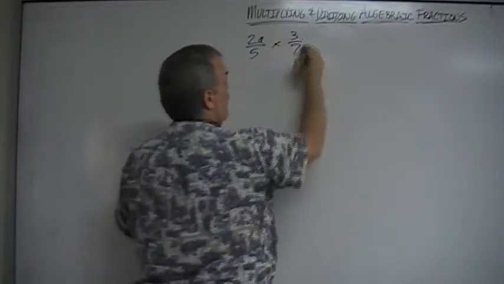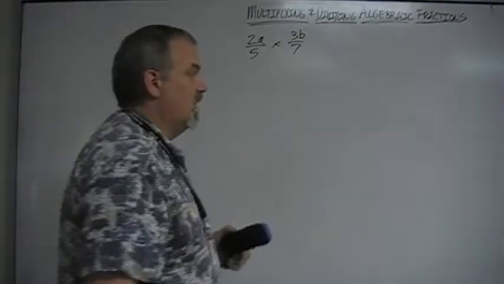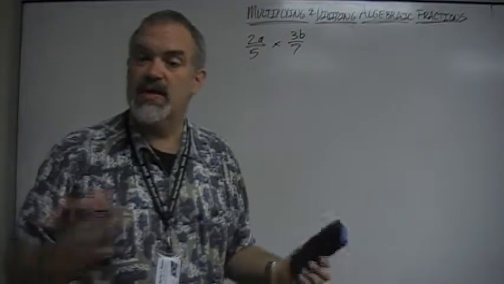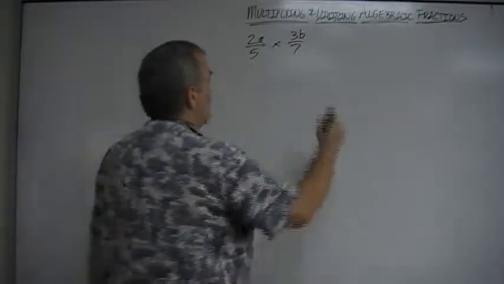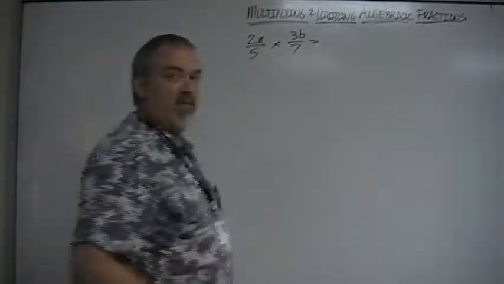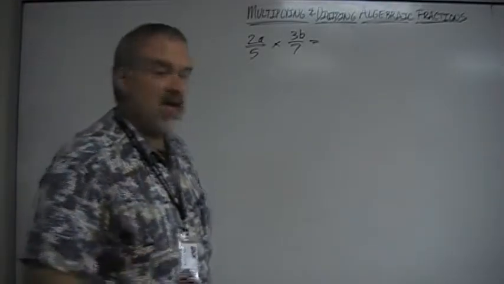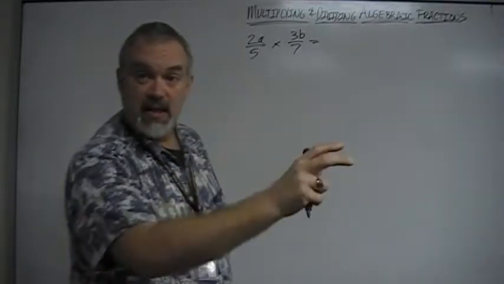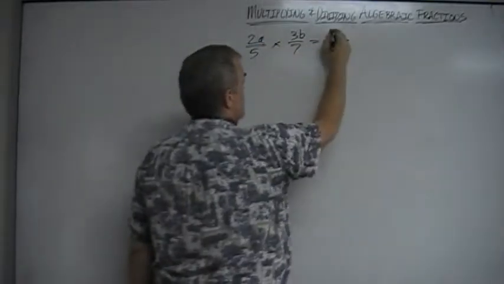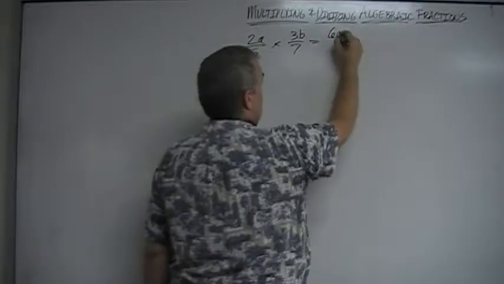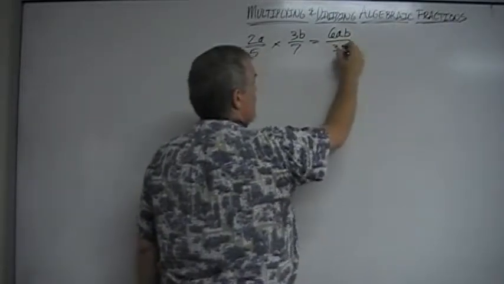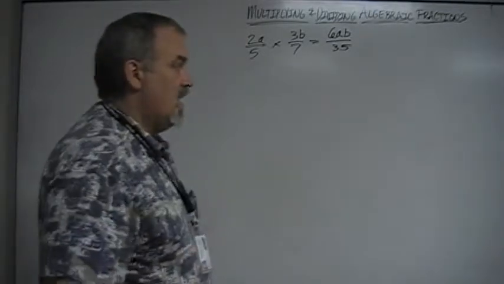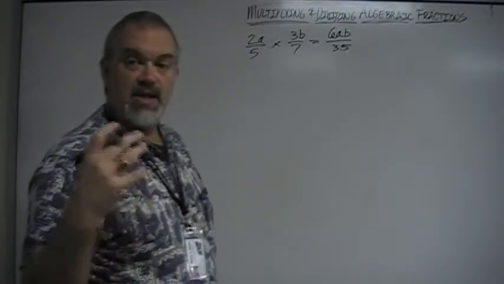2a over 5, 3b over 7. Now, the thing is, this doesn't change what we do. It still works exactly the same. So we multiply across the top. We've talked about multiplying terms together. 2a times 3b. We multiply the numbers and collect the letters. 2 times 3 is 6. ab. The bottom is the same. Just like that.